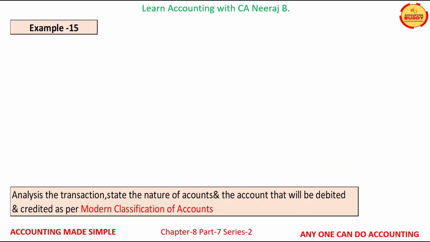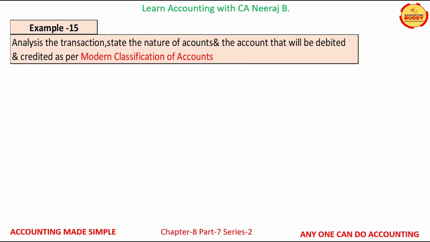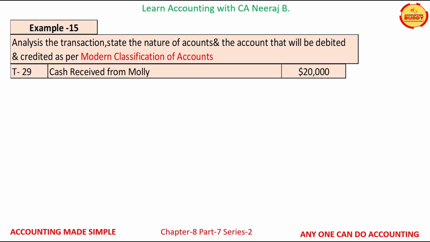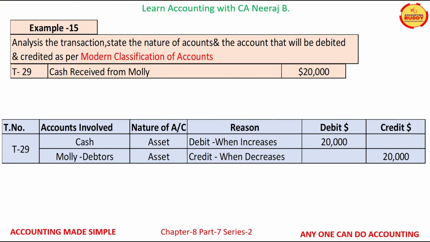Another illustration on your screens is analyze the transactions, state the nature of accounts and account that will be debited and credited as per modern classification of accounts. Transaction T29 on your screens is cash amounting to $20,000 received from Molly. The two accounts which are affected are cash account and Molly's debtor account.